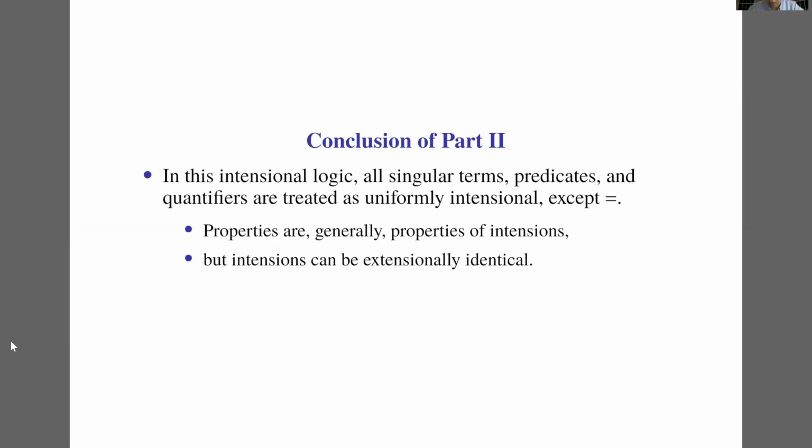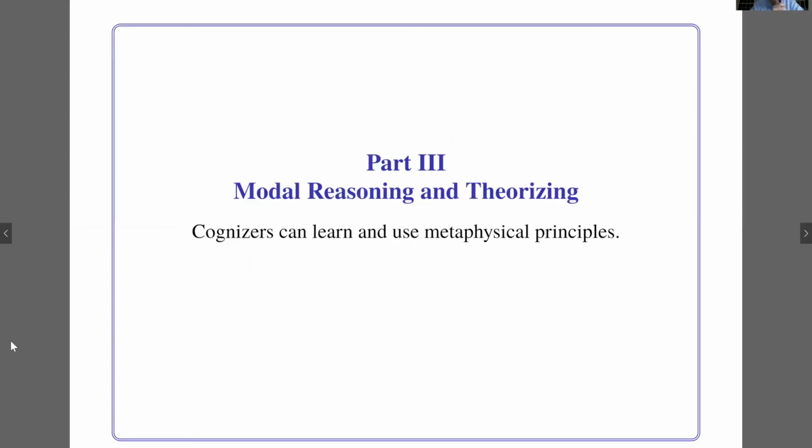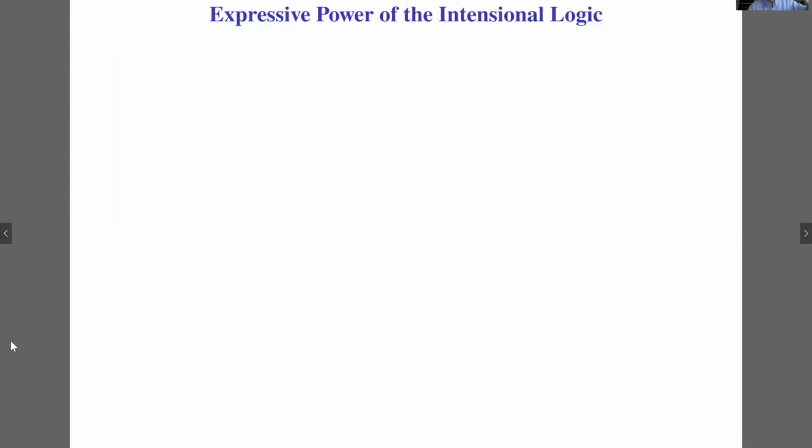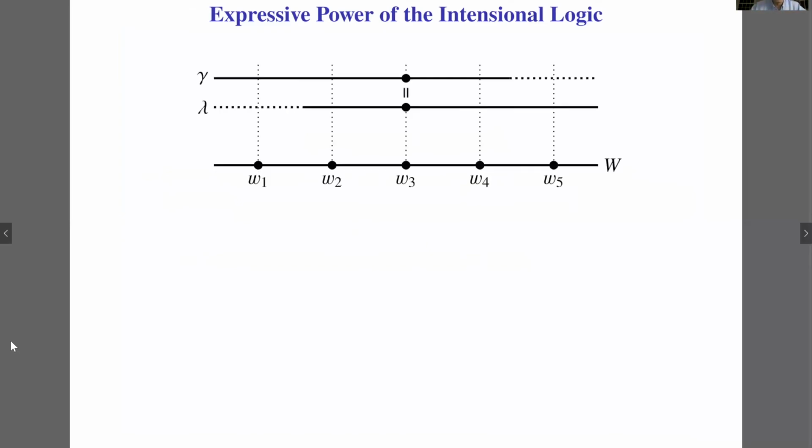But I want to say a much stronger thing about this proposal, namely that in this semantics we actually have a lot of expressive power with which we can model cognizers learning and using metaphysical principles inside this logic. So let me get to the expressive power of the intensional logic of the kind I was talking about. Let's get back to Goliath and Lumpl. This is just an example, so let me be quick.